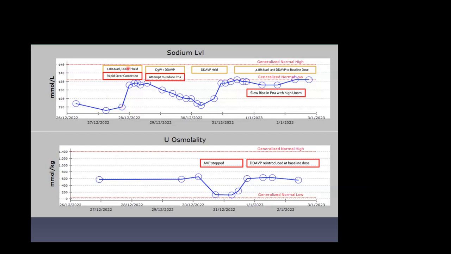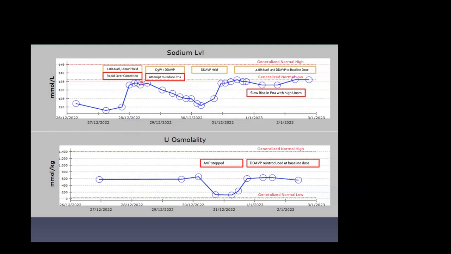We stopped the DDAVP and we gave him hypertonic saline. So a rebound, a rapid increase in the plasma sodium happened here. Okay, we didn't check the osmolarity, so ignore this part. But obviously, when you stop the DDAVP, the osmolarity should go down. So at night, my junior doctor was called that, you have a rapid correction of hyponatremia, and the patient is at risk of osmotic demyelination.